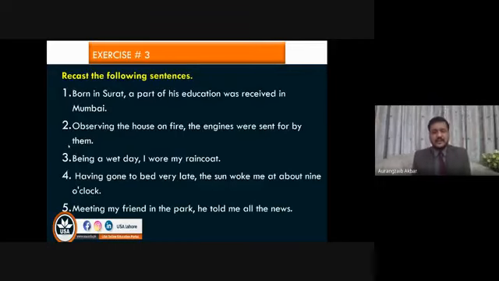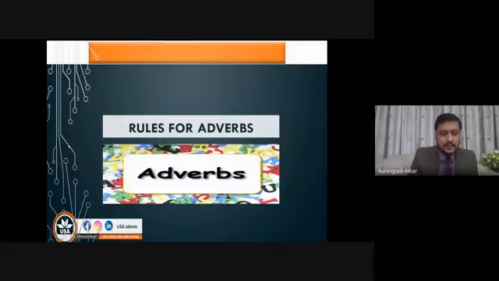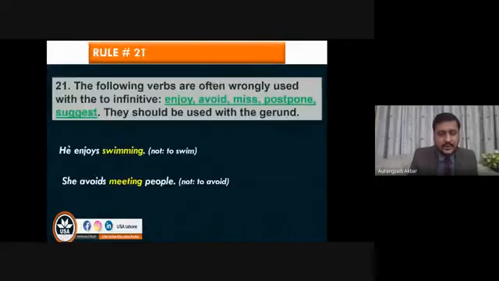So here is also an exercise which we need to perform. "Bar in Surat, a part of his education was received in Mumbai." So you will come up with the solution of this exercise as well. So that's all from today, students.